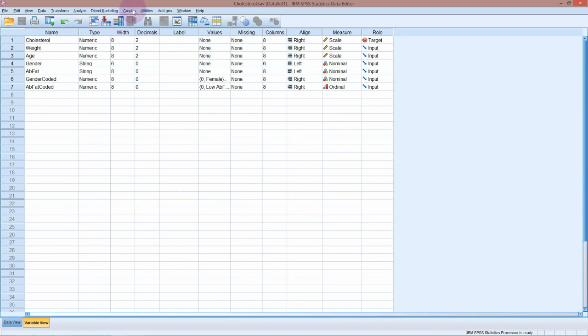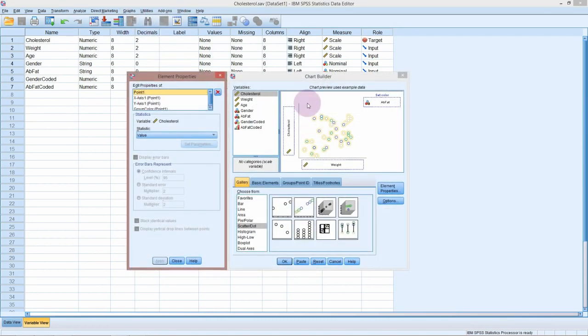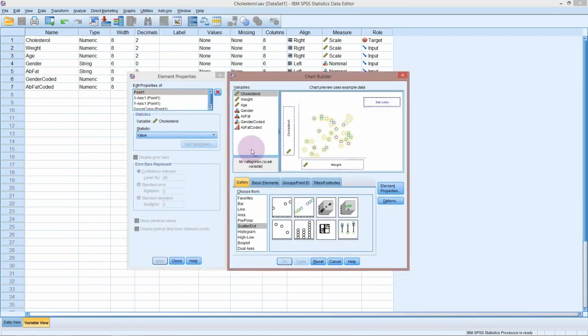Now, we've already looked at doing scatter plots in regression where we have one variable plotted against another variable, such as cholesterol versus weight. And this time what I want to do is colour by a third variable, so I want to include some group information. I could choose either gender or ab fat. I'm going to just choose abdominal fat just because it gives us a nicer looking graph to discuss.